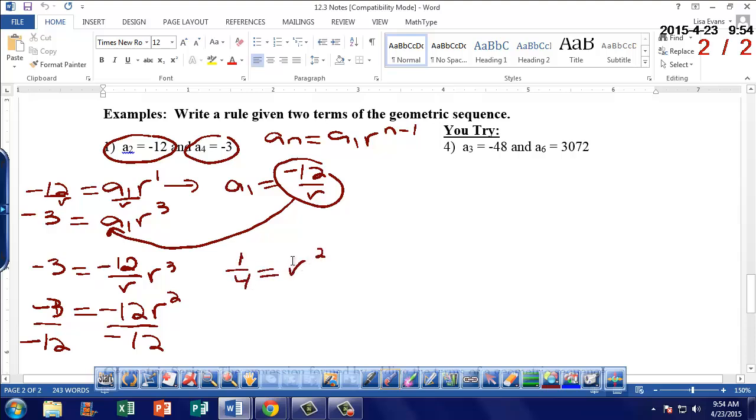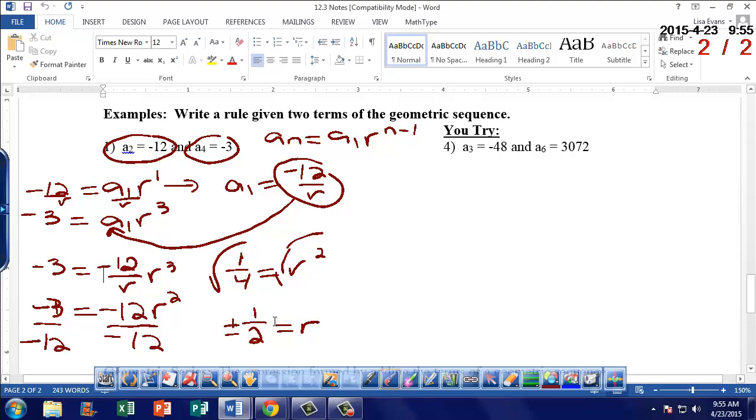Now I don't want r squared, I want just r. So I have to square root both sides. Now, because you're taking an even root, you have to do a plus or minus. When I take the square root of 1, I get 1, and the square root of 4 is 2. Now, I have a little bit of a problem. I have 2 answers for r, okay? So we're going to have to get 2 answers for a sub 1.